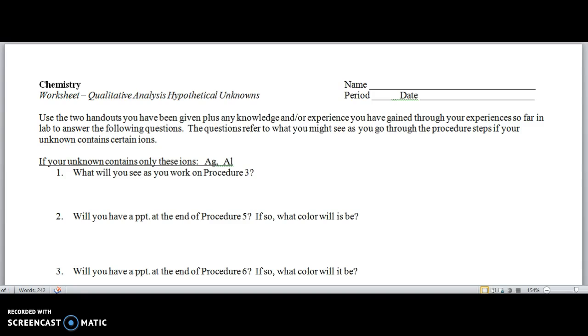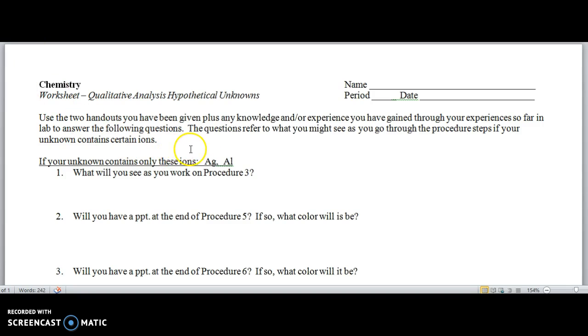Hopefully, completing this worksheet and going over the answers next week will give you a little insight into situations that you may find while working on your unknowns. So let's take a look at this Hypothetical Unknowns worksheet. This worksheet presents you with three different hypothetical unknowns.